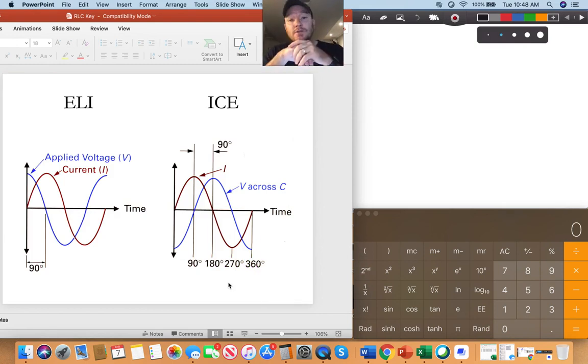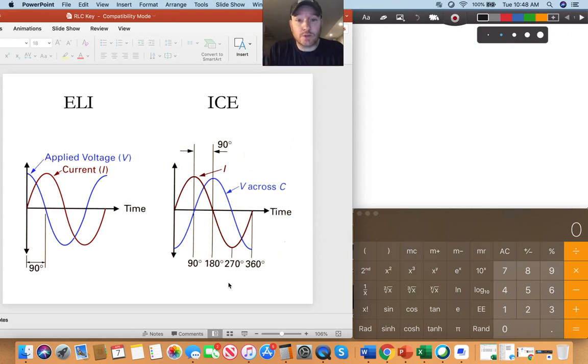As you guys recall, ELI the ICE man becomes crazy, crazy important in this lecture. Because when you have a capacitor, an inductor, and a resistor in a circuit, as your frequency increases, the circuit will actually move from being capacitive to inductive, okay? And so this is really, really weird. When it's capacitive, your current is leading your voltage. When it is inductive, your voltage will be leading your current.